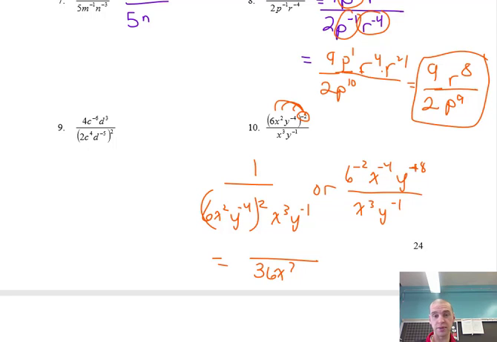And again, nice way that I showed this twice, because y to the negative 8 and y to the negative 1 will give us y to the 9th. So we should have y to the 9th over 36x to the 7th. And you guys are going to do number 9 on your own.